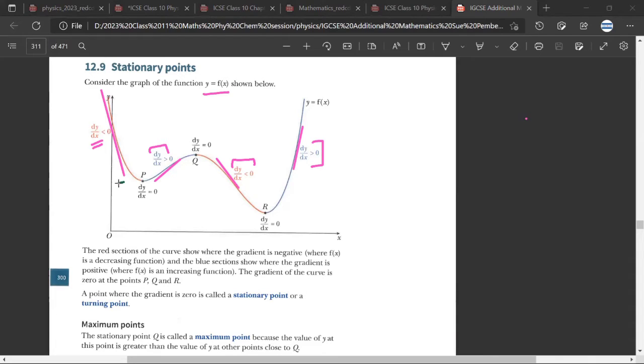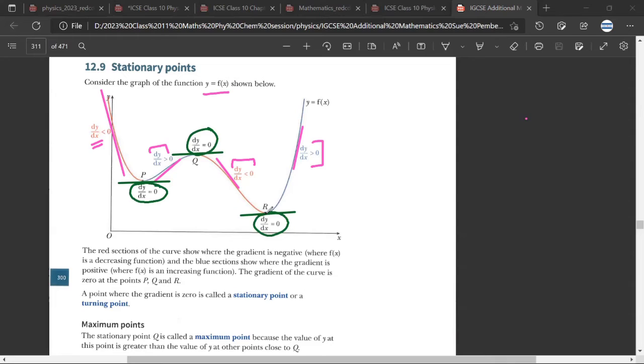Okay. Now the interesting thing for us is that points like these, here the slope is 0, and that is why you see that the dy by dx is equal to 0. Is it making sense? Yeah.